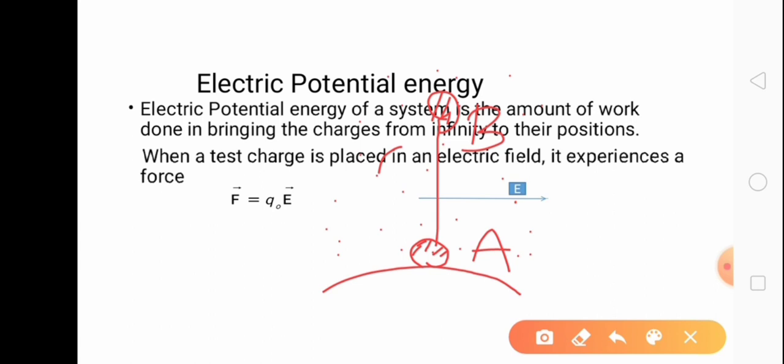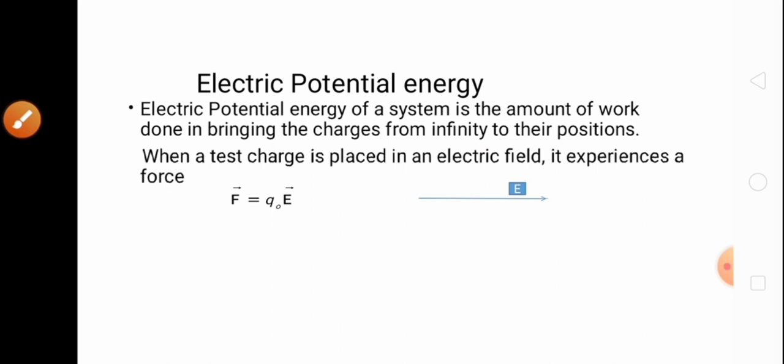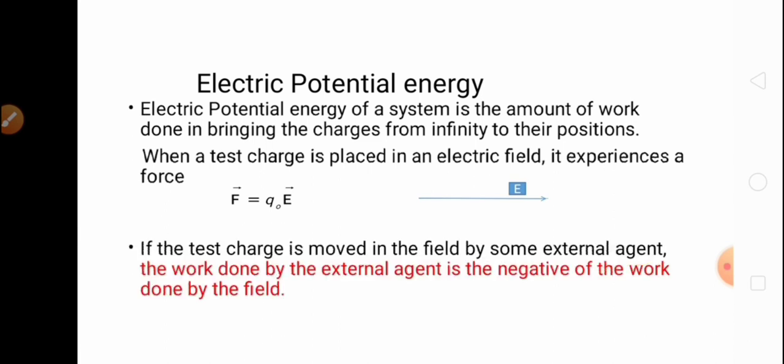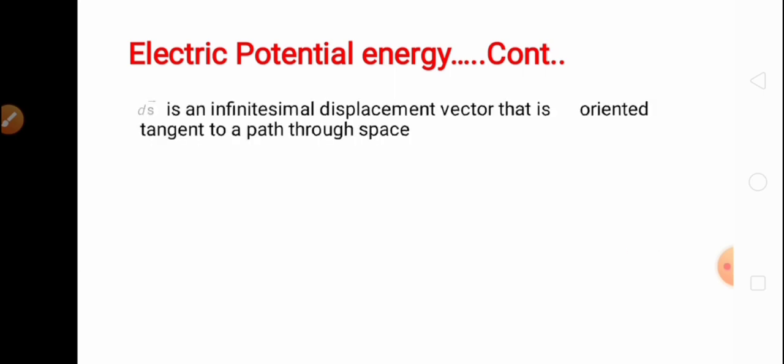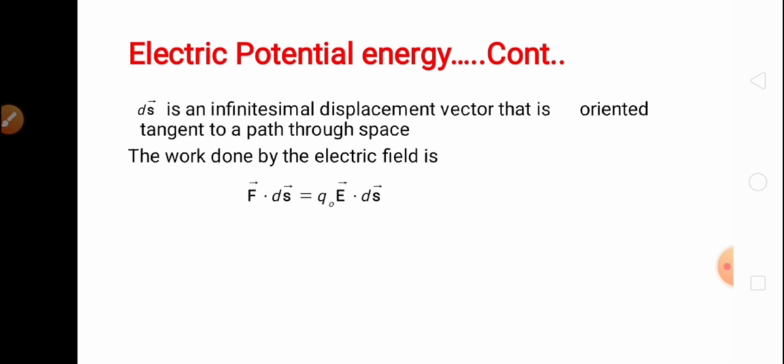Similarly, in an electric field, at each point, if a charge is put, then the charge has some electrostatic potential energy. Thus, if the test charge is moved in the field by some external agent, then the work done by the external agent is the negative of the work done by the field. Now to get electric potential energy, let's consider some displacement ds. Now work done due to the electric field to move the charge through displacement ds is equal to F dot ds, it is Q naught E dot ds.